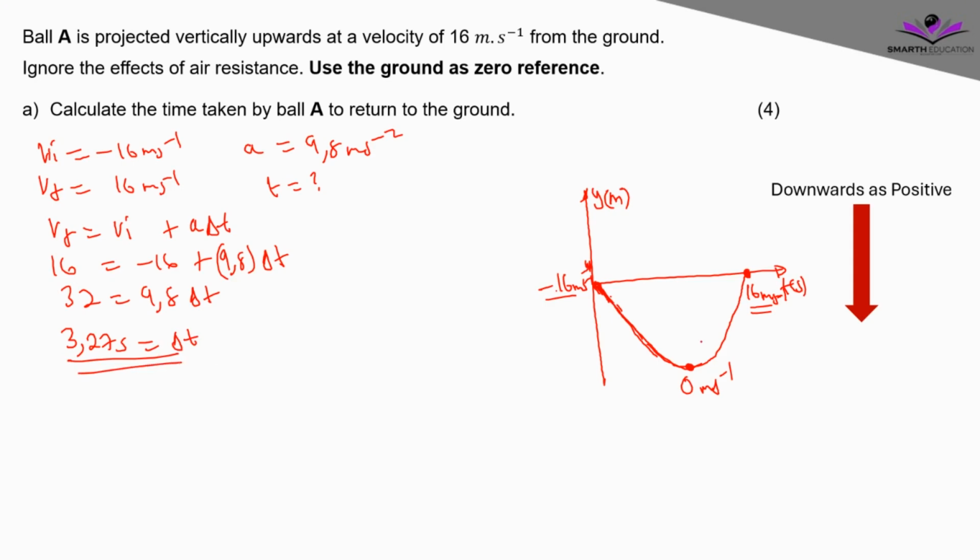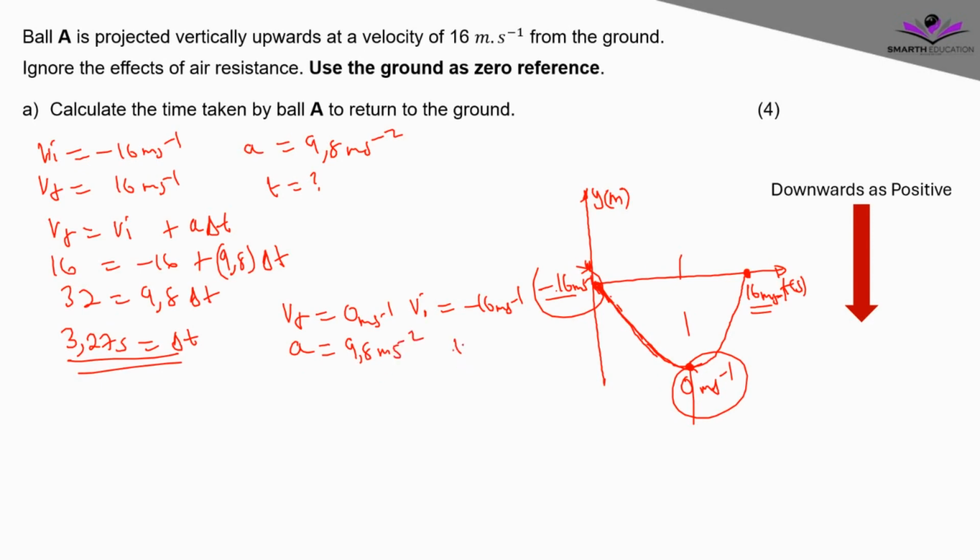Okay. If we use this as our final velocity and this as our initial velocity, what do we get? Our final velocity is equal to what? 0. But the initial velocity is what? The initial velocity is negative 16 meters per second. And acceleration is going downwards, which is positive. Acceleration is 9.8 meters per second squared.